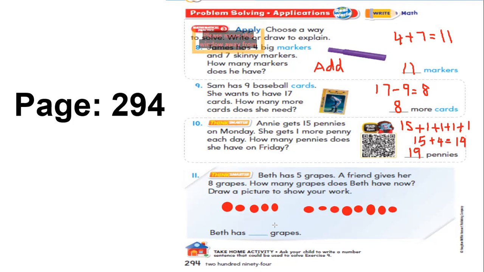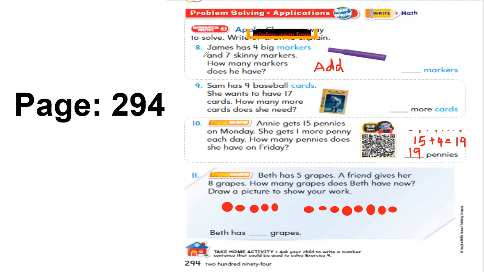So how many grapes does Beth have now? Think. You have 5 grapes and your mom gives you 8 more. So what will it be? Is it addition or subtraction? You can make your own story in your mind, and imagine that you have 5 grapes and your mom gives you 8 grapes. Whether it is addition or subtraction.